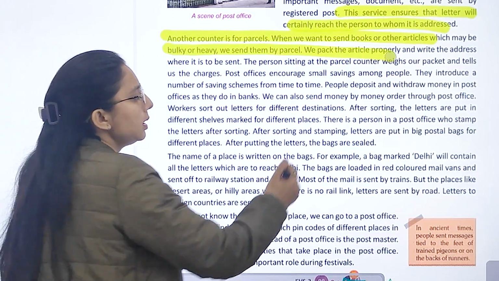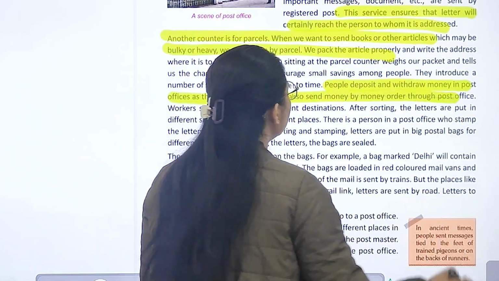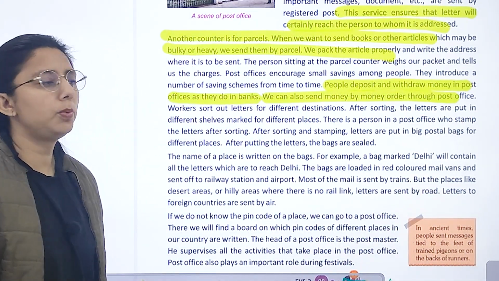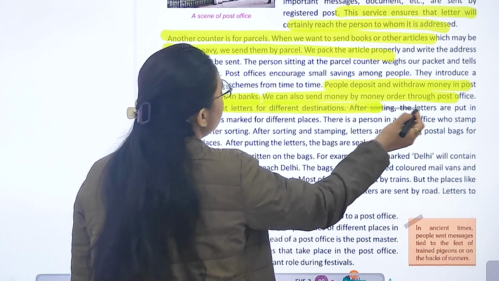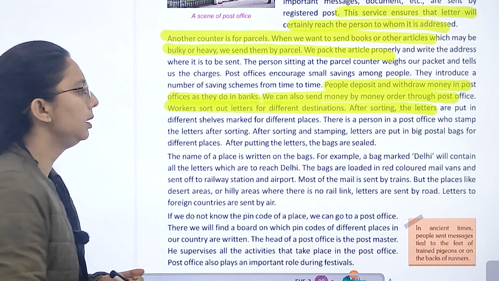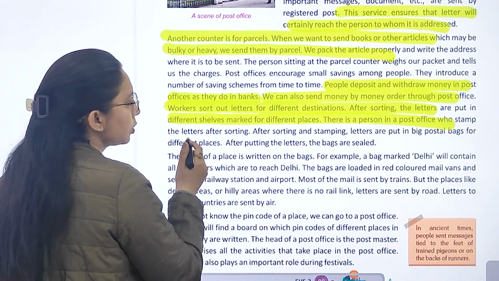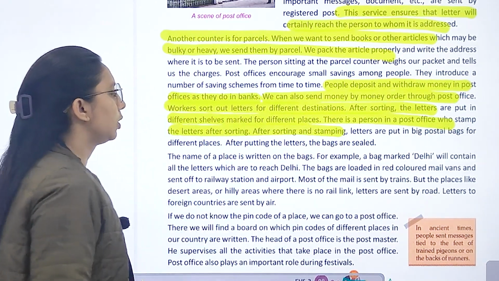People deposit and withdraw money in the post office, as they do in banks. We can also send money by money order through the post office. Workers sort out letters for different destinations. After sorting, the letters are put in different cells marked for different places. There is a person in the post office to stamp the letters after sorting.